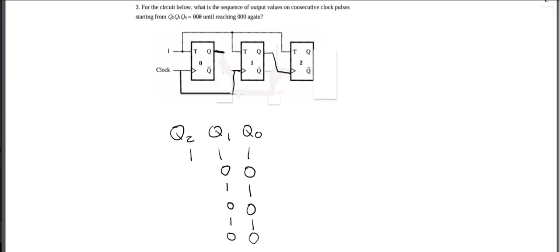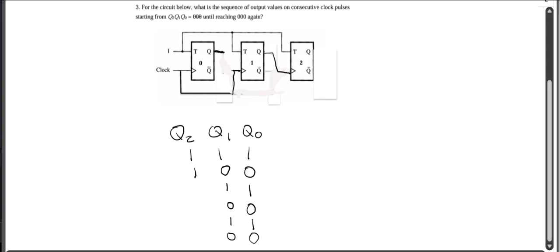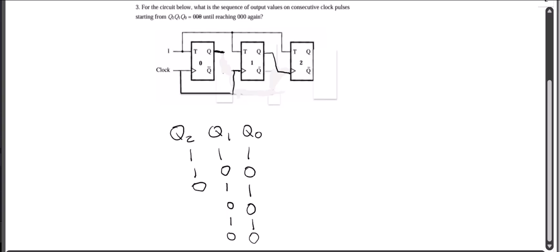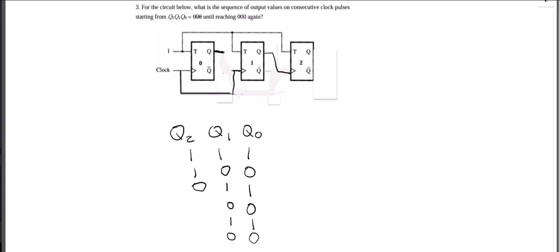So on this first clock cycle, Q1 is its input. Is it going from 0 to 1? No. So it's going to stay 1. On the next clock cycle, is it going from 0 to 1? Yes. So that will make it toggle, and it will be 0. On the next clock cycle, is it going from 0 to 1?